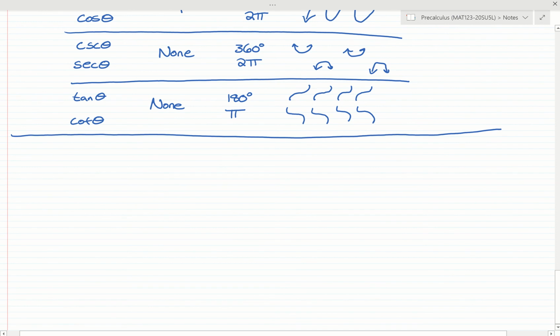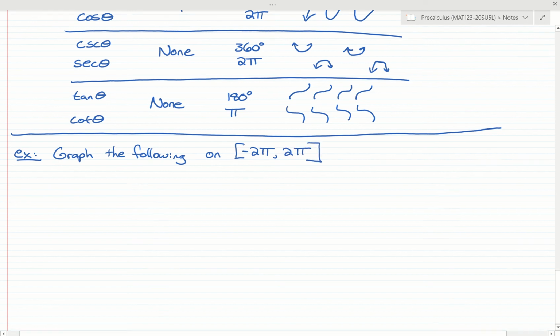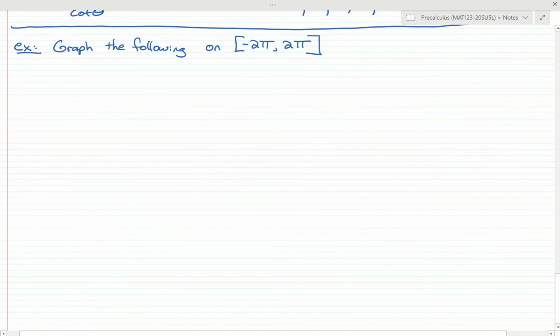So to finish out our discussion about their parent graphs, I just wanted us to quickly graph the following. On the interval -2 pi to 2 pi. So we're going to be using radians here. So we'll just get practice going back and forth between degrees and radians. So first example, let's just do cosine.